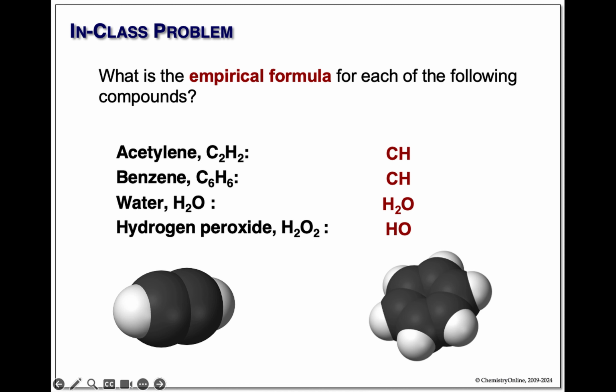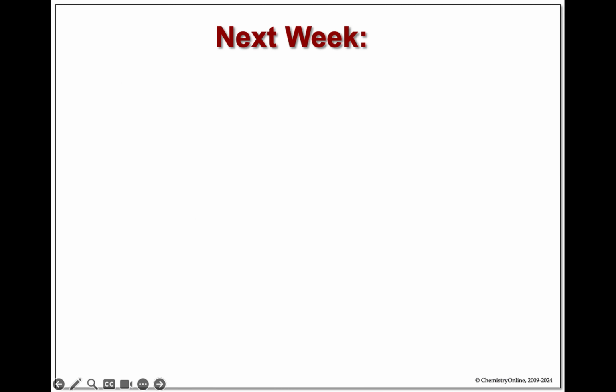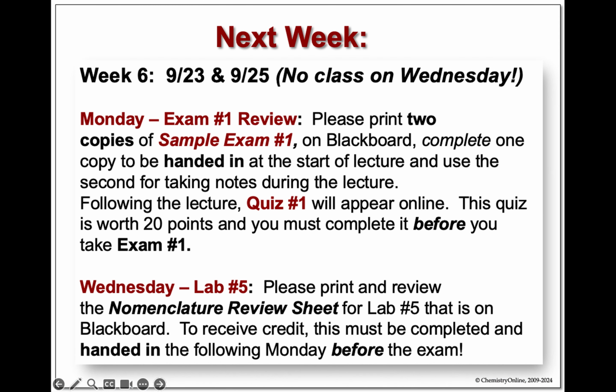All right, that's it for chapter 4. Let's think about what's going to happen the next 2 weeks. On your syllabus, this is week 6. First of all, we will not have class on Wednesday. On Monday, we will do exam 1 review. Please remember, print the sample exam, work it, hand it in on Monday. 10 points.